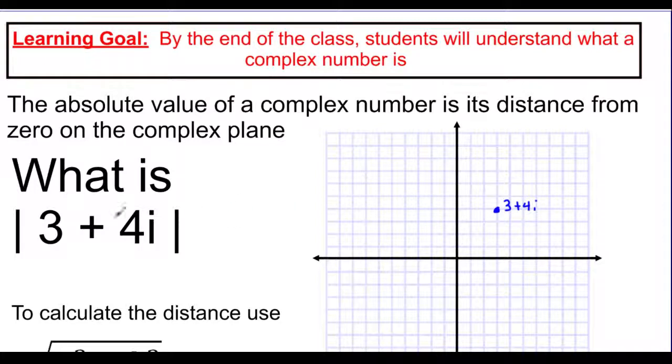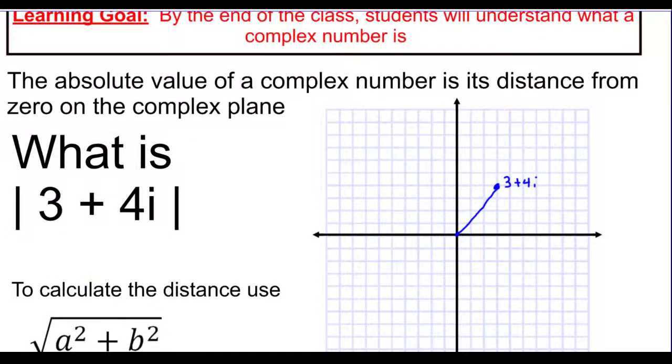So what I'm really wondering when I put the absolute value of 3 plus 4i is, if I went from the origin to this point, how long is that line? We want to measure the distance from the origin to the point that we just graphed. And I'm giving you a little shortcut here. This is really the Pythagorean theorem. If you notice, if I did c squared and got rid of this radical, that's your Pythagorean theorem. And so that's really what we're doing.